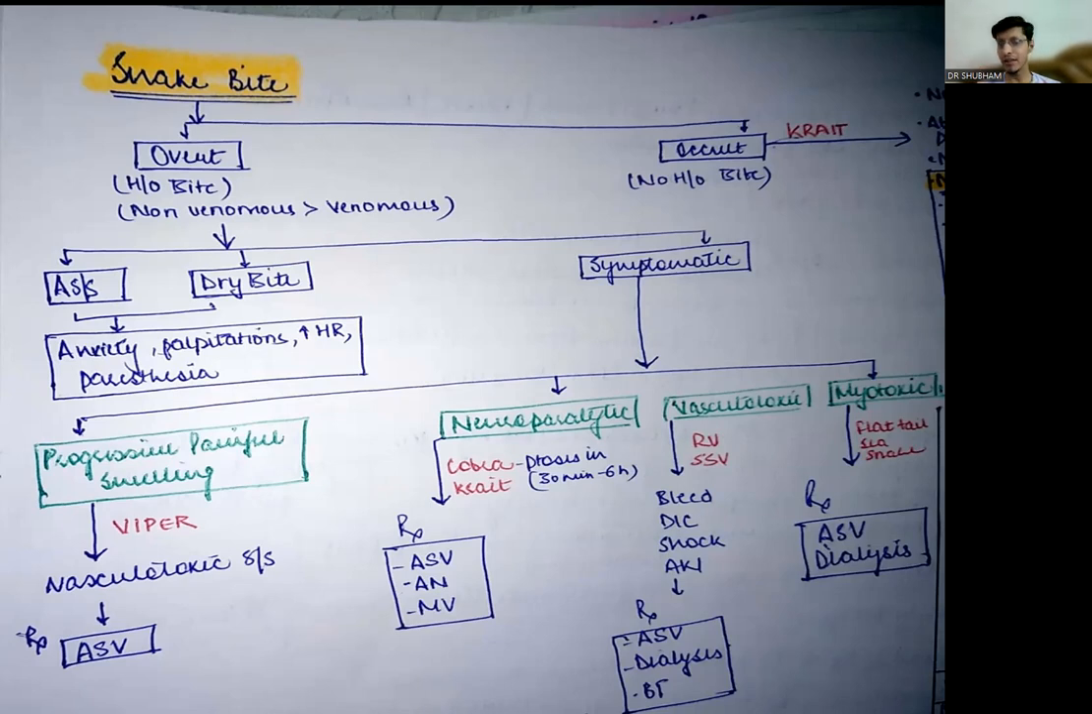Second, the patient is having ptosis. He's having difficulty in speaking, difficulty in eating, difficulty in breathing. That is a neuroparalytic snake bite, which is seen in Cobra and Krait. And usually, what I have seen and what I have read in the textbooks, is that when the patient comes, he's very normal. He will not have any of the symptoms. But eventually, over 30 minutes, the ptosis starts to develop. So we have to be with the patient for the first 30 minutes to see whether ptosis is developing or not, whether blurred vision is developing or not.